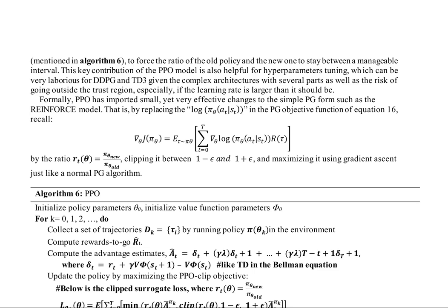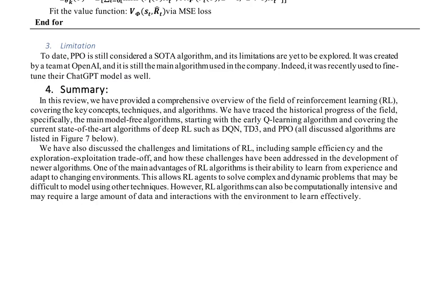The PPO algorithm, outlined in Algorithm 6, involves initializing policy and value function parameters, collecting trajectories, computing rewards to go and advantage estimates, and updating the policy by maximizing the PPO clip objective. The algorithm also involves fitting the value function via mean squared error loss. This approach has been demonstrated to be effective in various applications, including fine-tuning the ChatGPT model.